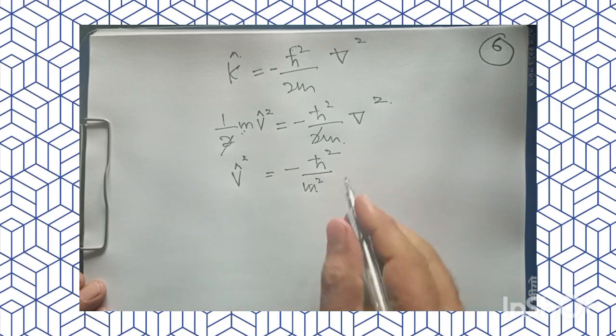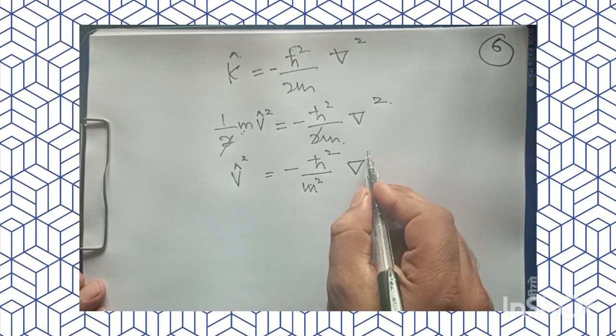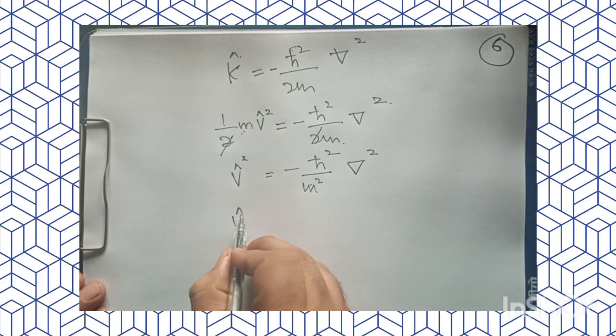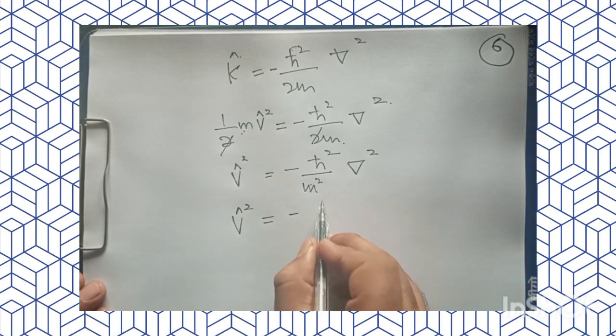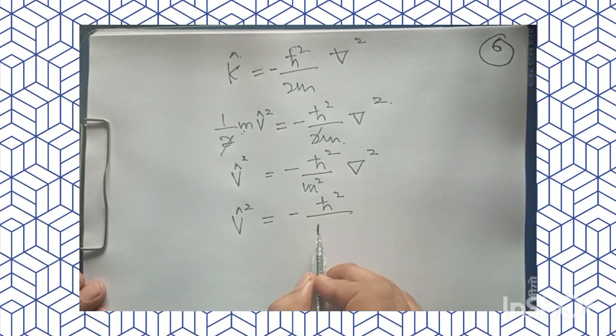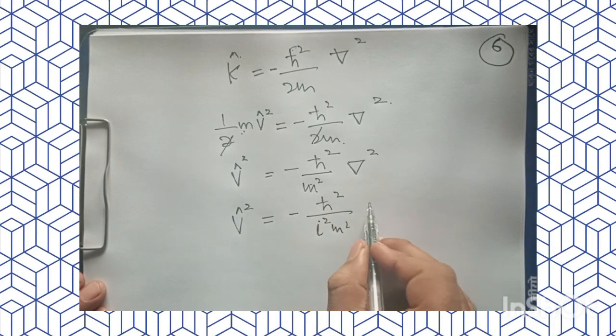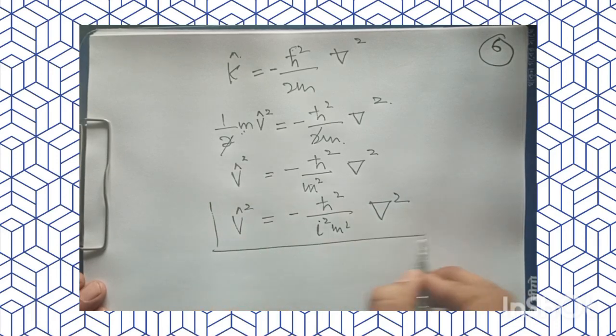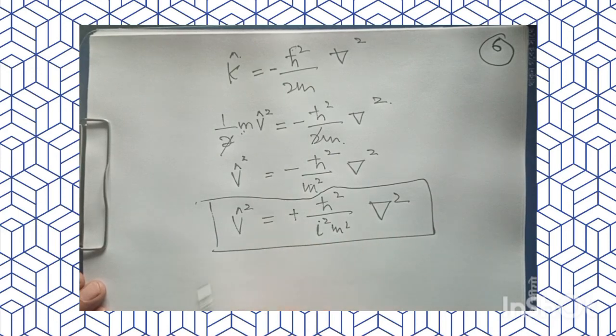So this minus I can write, as I did previously, as h cross square by iota square m square and then del square. This is how I can treat it. So what am I going to get? This minus will not exist, it will become plus. Once you have the value of iota square, you will have -1. So the operator corresponding to the velocity will be h cross by iota m del.